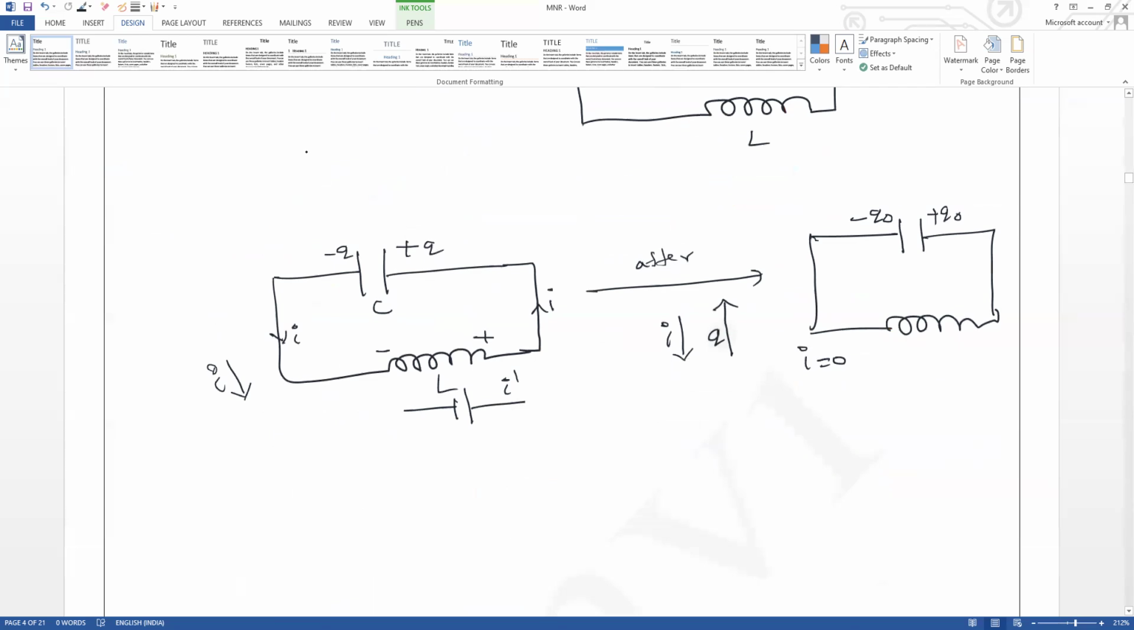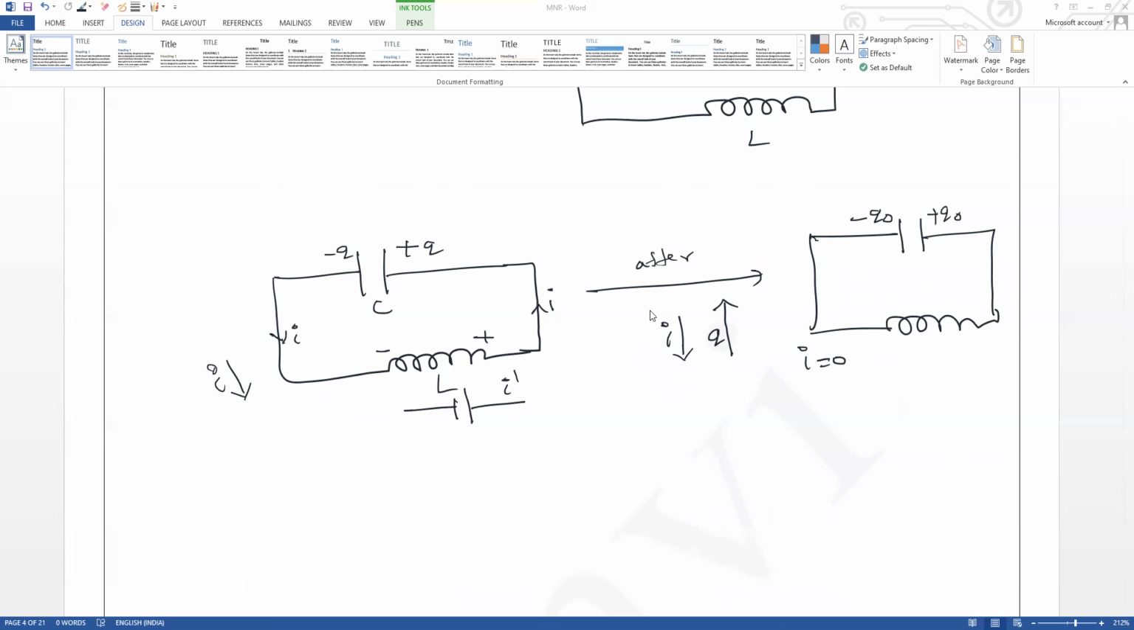So the current becomes what? 0 to maximum and again from maximum to 0. Do you understand? Please respond. One complete oscillation. Do you remember? That is what I am asking you. So it goes from 0 to maximum and again from maximum to 0. That is what we call one oscillation. That is how LC oscillation takes place.